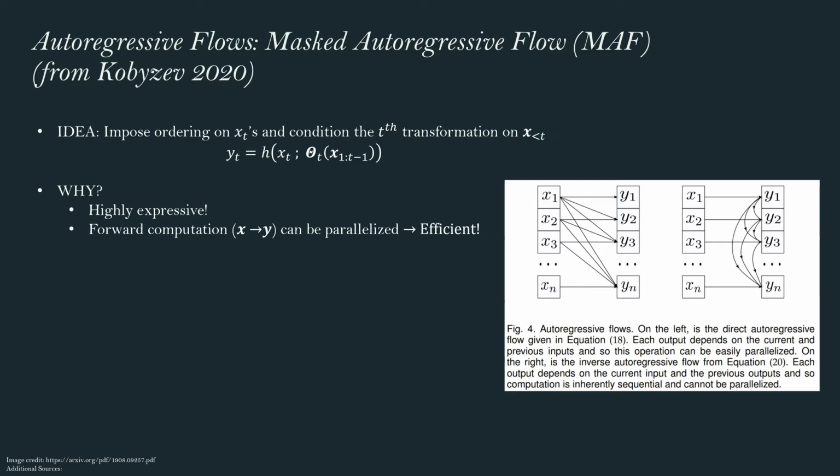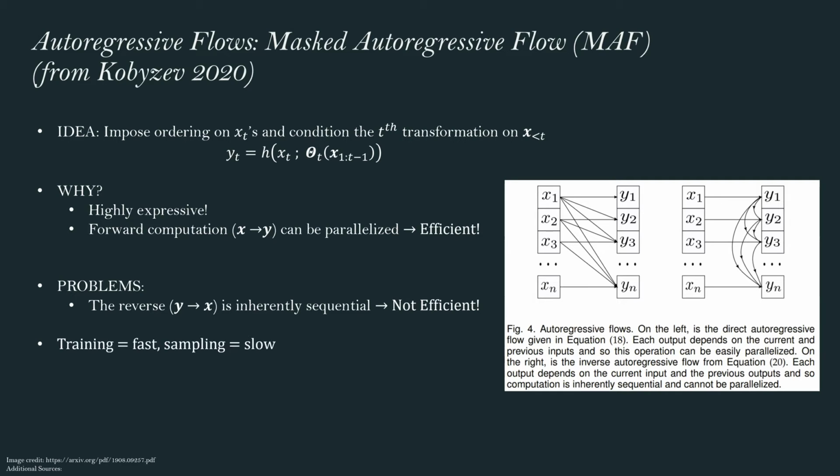I actually think there's a universality proof for at least some autoregressive models. So these are extremely expressive. The forward computation to go from x to y can be parallelized. So training is super quick. Unfortunately, going from y to x is inherently going to be sequential, and so that's not going to be very efficient. Training then is fast, sampling is slow.